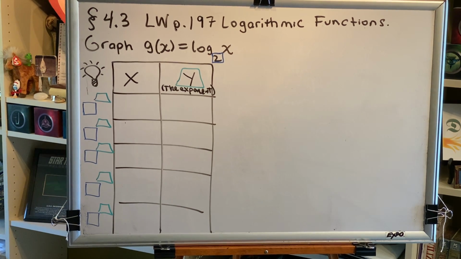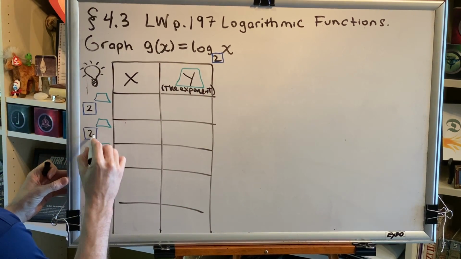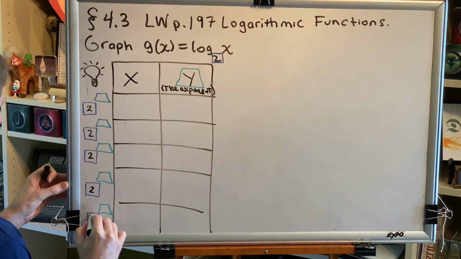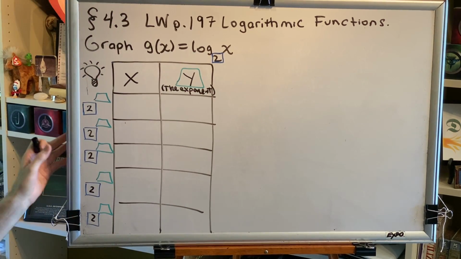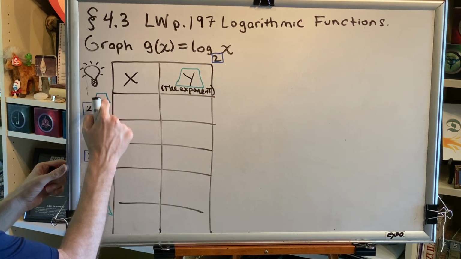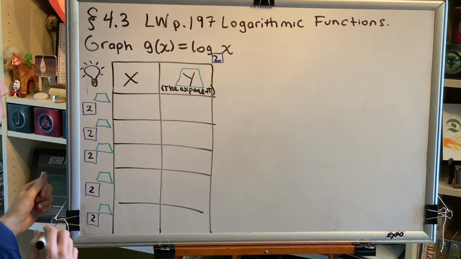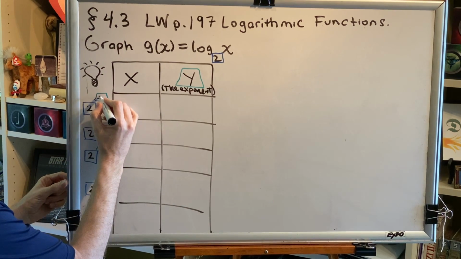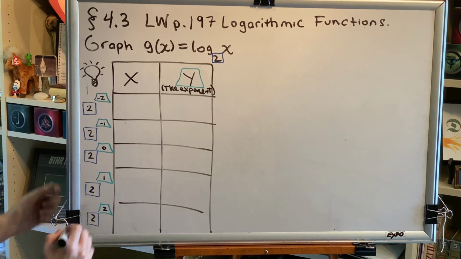All right, so let's figure out what's the base for our log. The base is 2. So I'm going to write a 2 in all of our blue boxes over here. I'm going to refer to this as the thinking column. All right, now we get to choose 5 integer values, and we're going to use the ones that we are accustomed to choosing, which are -2, -1, 0, 1, and 2.